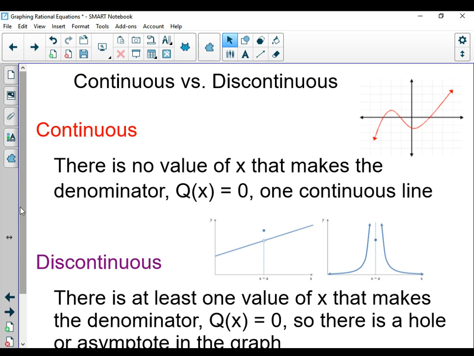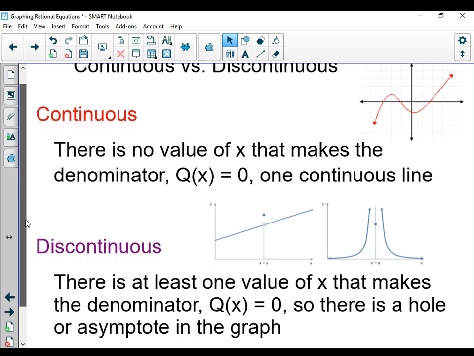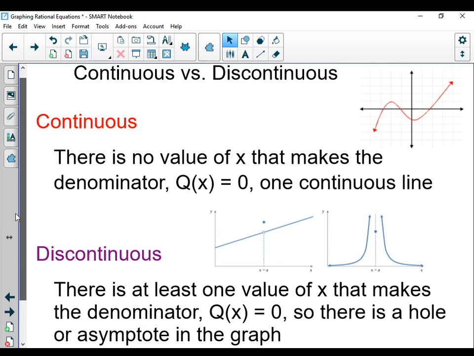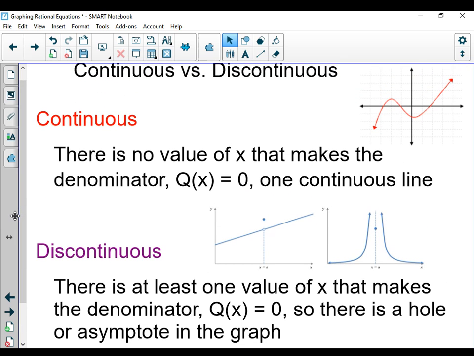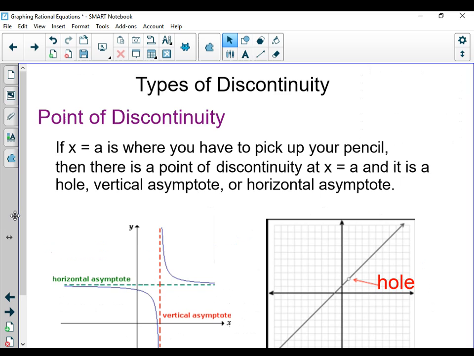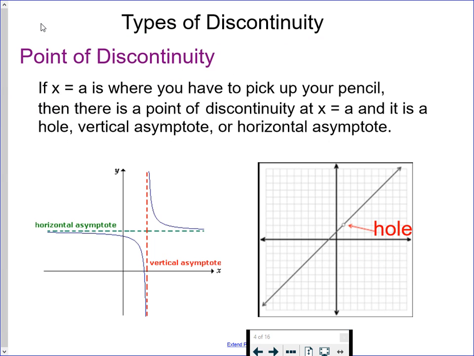You already have this part in your notes from the beginning of this chapter. Discontinuous versus continuous. Those of you virtual, I've already gone over it in class. I just didn't press play, so you can look through those as well. So, the types of discontinuity that you can have. What is going to cause me to pick up my finger or my pencil to continue on the rest of the graph?